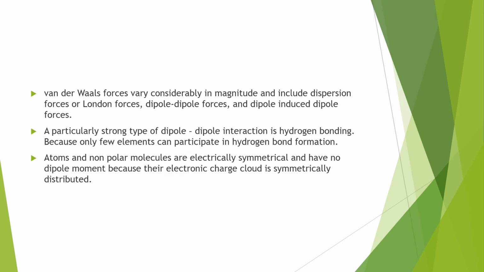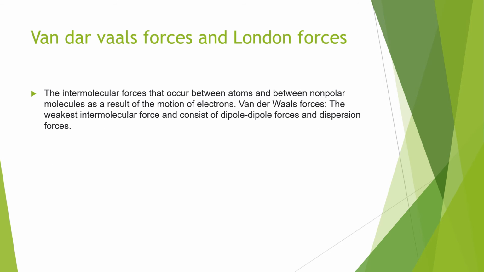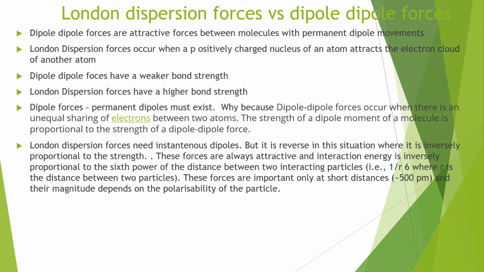This is van der Waals forces and London forces. This is what we are going to talk about. The weakest intermolecular force consists of dipole forces and dispersion forces. Now, dipole forces are attractive forces between molecules with permanent dipole moments. If there should be a dipole force, the force should have the attraction with permanent dipole moment. London dispersion forces occur when a positively charged nucleus of an atom attracts the electron cloud of another atom.